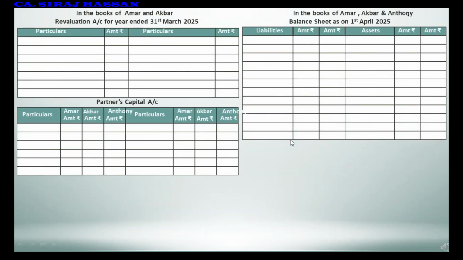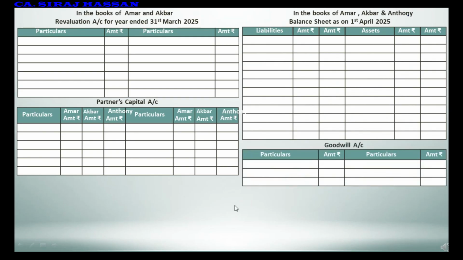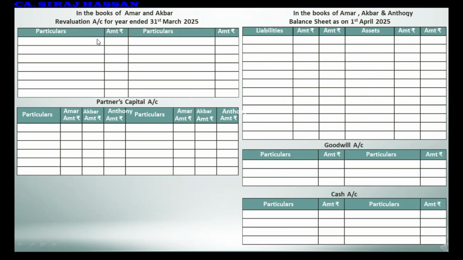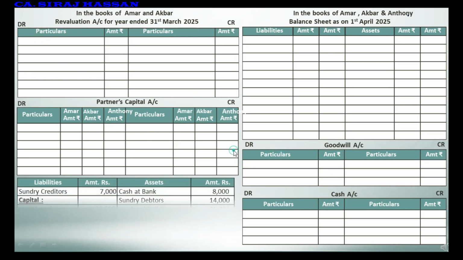Now we are going to the problem. First of all, we are going to prepare all the formats in this way. We are preparing the books of Amar and Akbar, revaluation account for the year ended 31st March 25. Then will be the partners' capital account. Then will be the balance sheet in the books of Amar, Akbar and Anthony, balance sheet as on 1st April 25. Then as working notes, we will be preparing the goodwill account and the cash account.